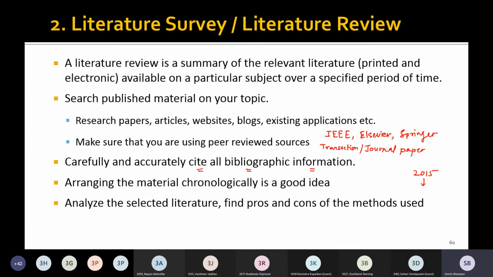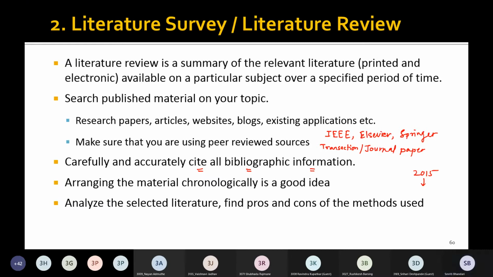Also, we need to analyze the selected literature and find out what the advantages and the limitations of these methods are. In fact, we had a lengthy discussion about how to write a literature review when we talked about the project proposal, and we also did an assignment in our tutorial sessions with respect to the literature review.